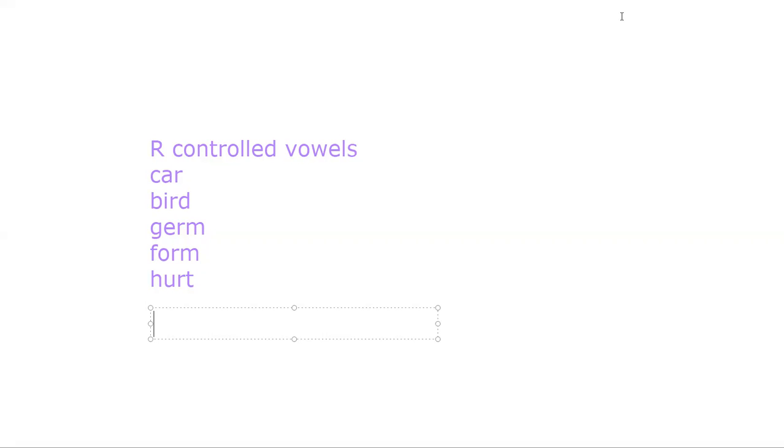In the word bird, what is the original sound of I? Short vowel sound. Yes, but here in this word, R has controlled the vowel sound of I, and it is bird. Same goes in germ, form, hurt. So the original sound is changed and is controlled by the R, and that's why we call this rule the bossy R rule. What do we call it? Bossy R rule. Yes.